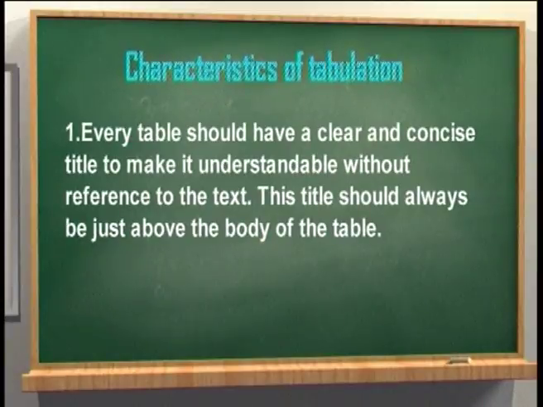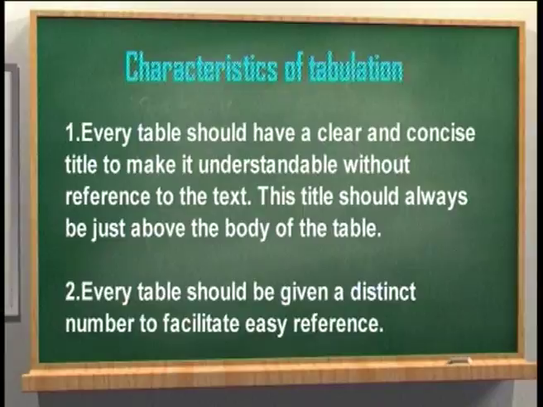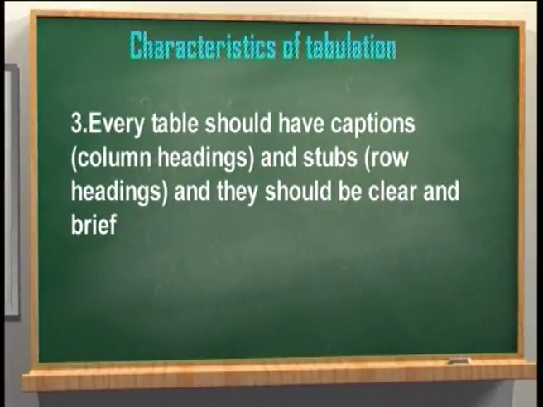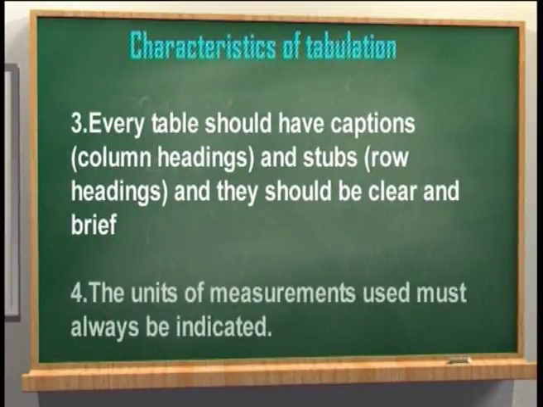Every table should have a clear and concise title to make it understandable without reference to the text. This title should always be just above the body of the table. Every table should be given a distinct number to facilitate easy reference. Every table should have captions, that is column headings, and stubs, that is row headings, and they should be clear and brief. The units of measurements used must always be indicated.